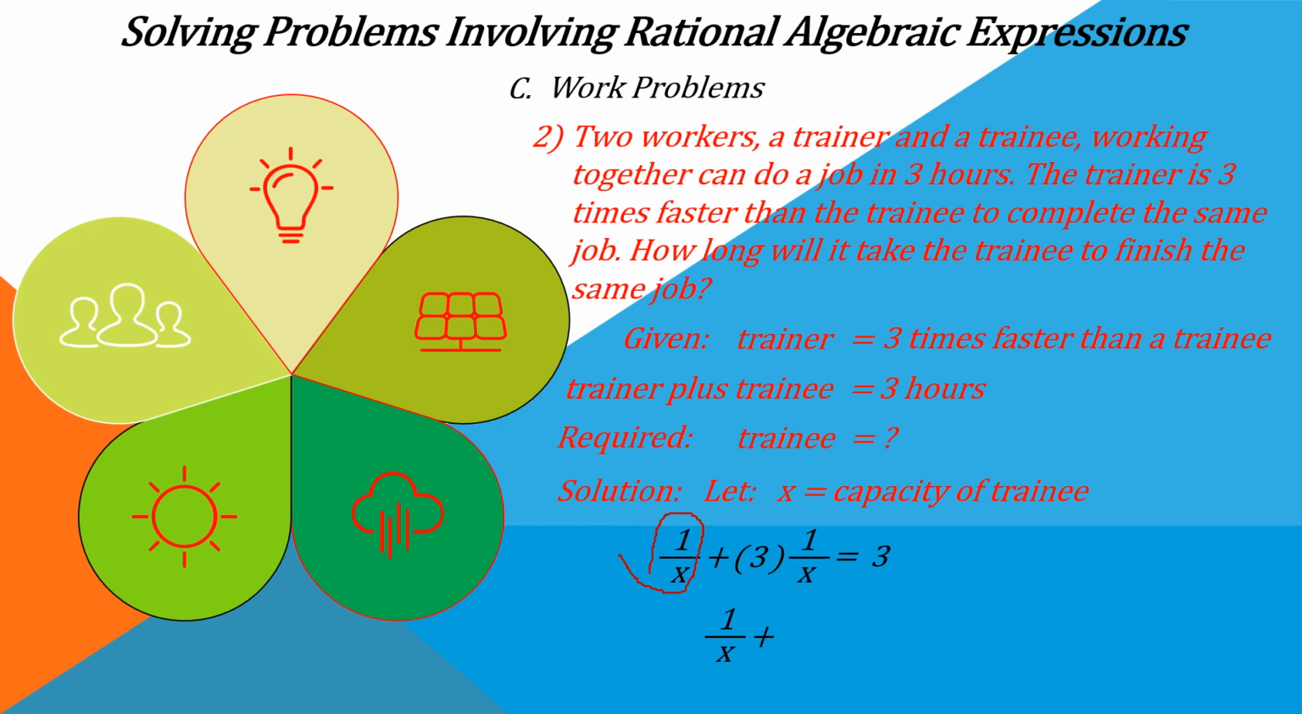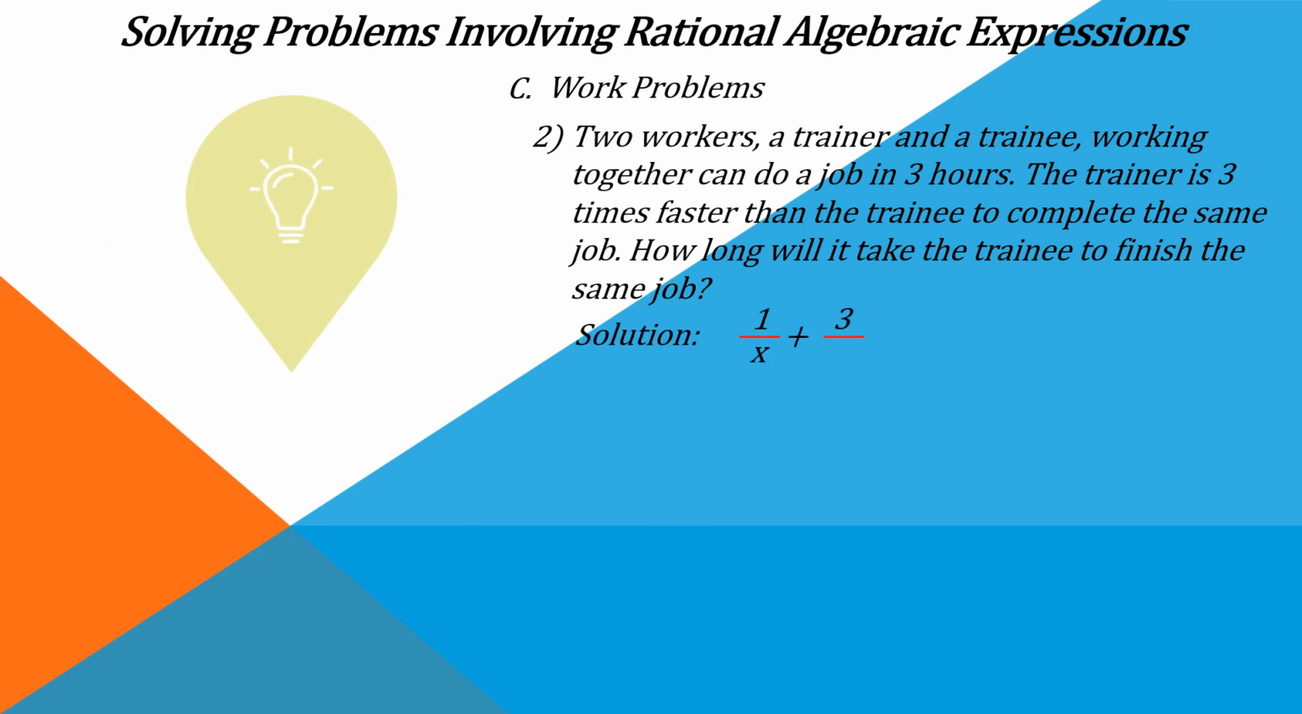But the capacity of the trainer is 3 times that of the trainee. Therefore, 1 over x is the 1-hour job of the trainee, and then the 1-hour job of the trainer is multiplied by 3, is equal to 3 hours. Simplifying the equations, we have 1 over x plus 3 over x is equal to 3. Add the given fractions; since they have the same denominator, we can simply add.